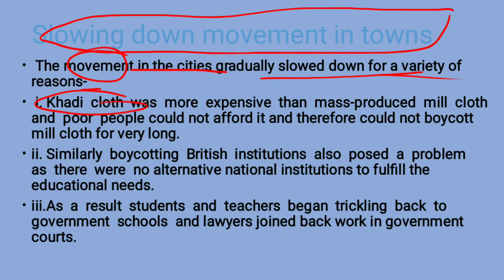The first reason is khadi clothes. Khadi clothes were more expensive because they were made in India, made by Mahatma Gandhi on the charkha, the Hindi word for spinning wheel. Khadi clothes were expensive and poor people could not afford them, so they could not boycott mill cloth. Because poor people do not have much money or salary, they could not buy this cloth.